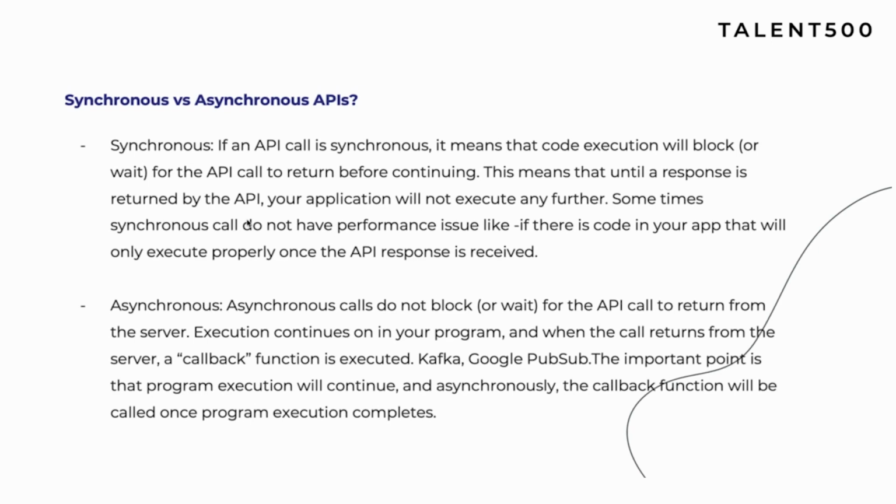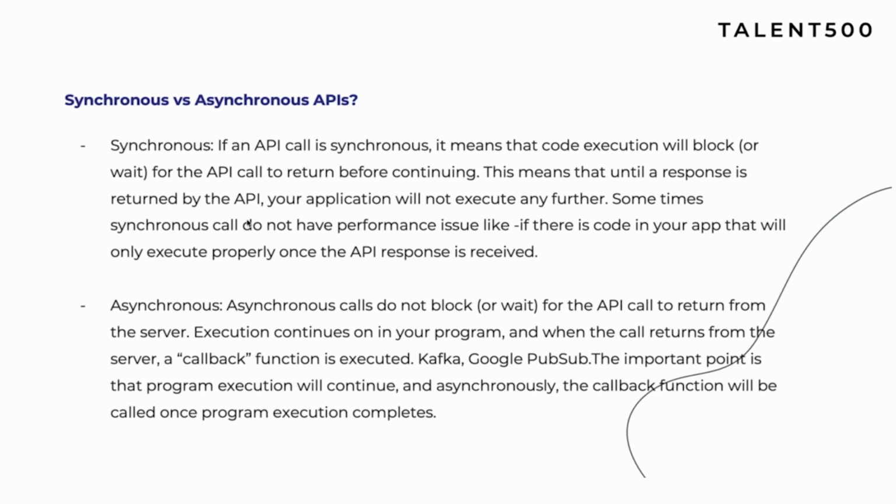It's just the opposite. Asynchronous calls do not block for the API call to return from the server. Execution continues in your program, and when the call returns from the server, a callback function is executed. So basically, here the messaging queue services come into the picture, like Kafka, PubSub. Those are messaging queue services, right? Many times we are unable to understand why we use those messaging services. Those messaging services come into the picture when an asynchronous API call is happening.